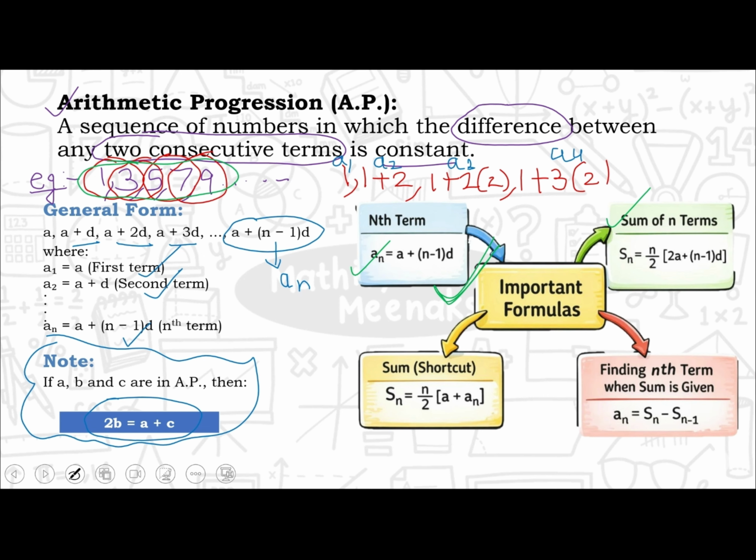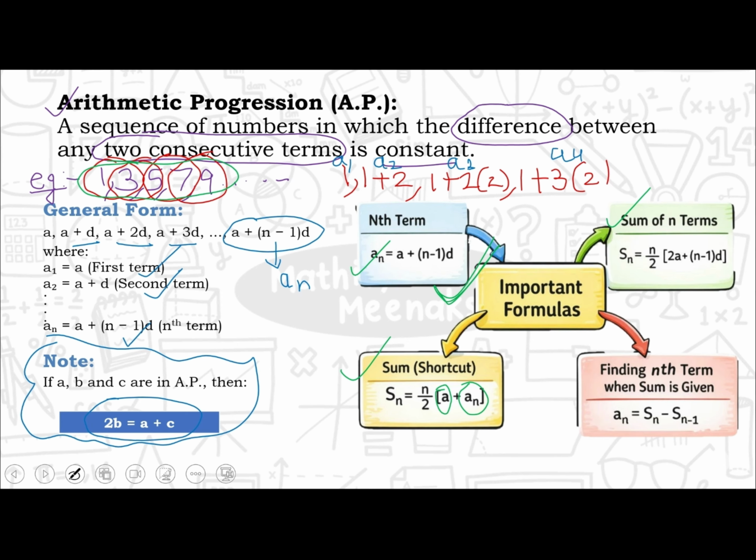Now, if you know the first term of your AP and the nth term of an AP, sometimes also known as the last term, then you can directly use this formula to find the sum. That is, Sn is equal to n by 2 into (a plus an), where a is your first term and an is your nth term.